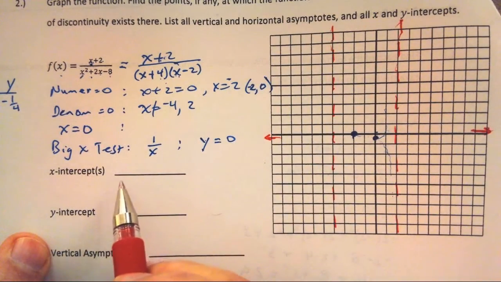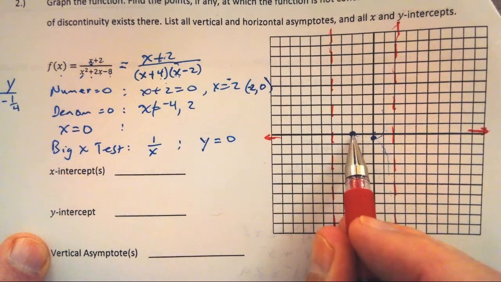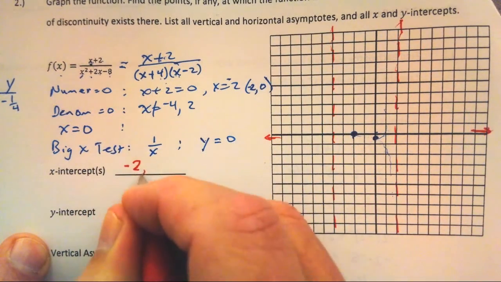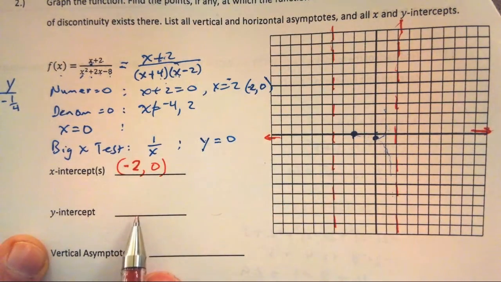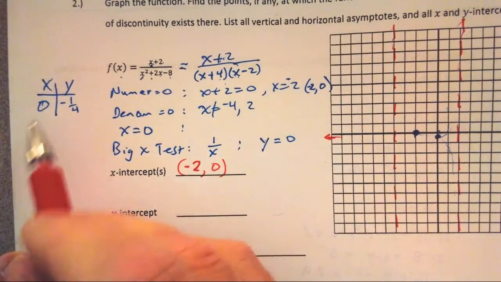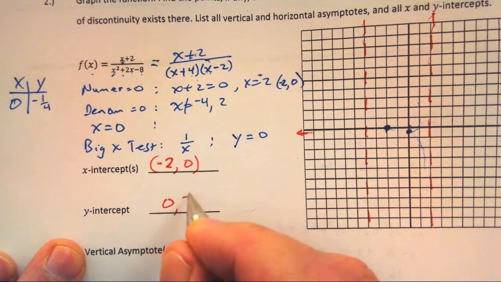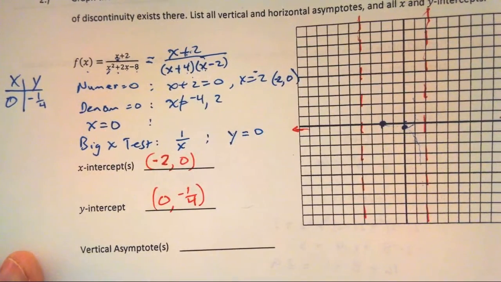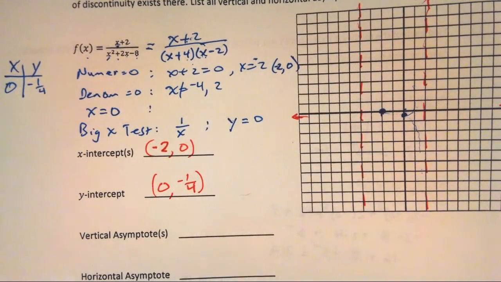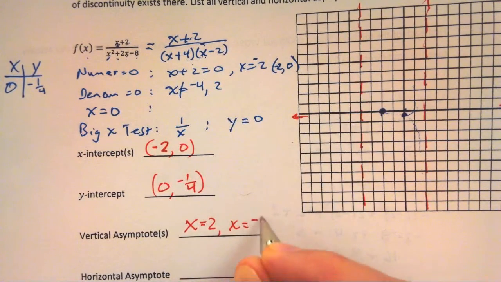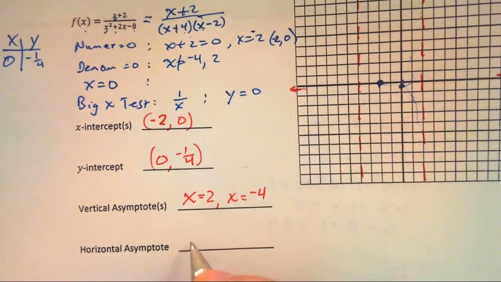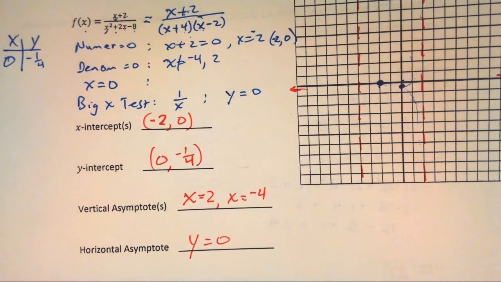So our x-intercepts, the only x-intercept I have is negative 2, 0. Y-intercept, the only y-intercept I have is 0, negative 1/4. Of course, we couldn't have more than one y-intercept. This would not be a function. Okay, vertical asymptotes, got them: x equals 2, x equals negative 4. Horizontal asymptote, got it: y equals 0.